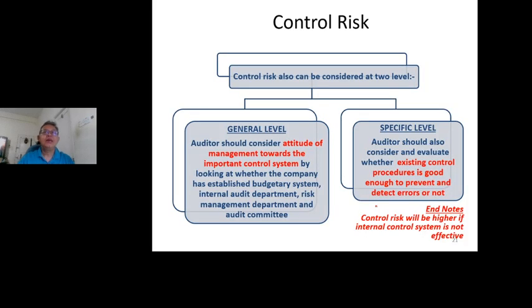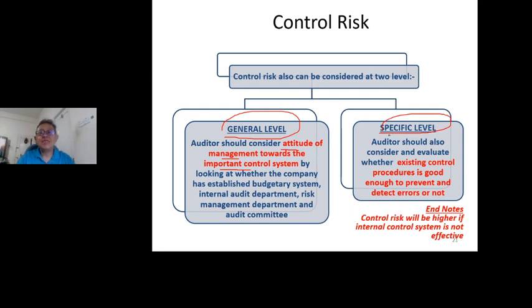Okay, now internal control can also be divided into levels. One is the general level and the other is the specific level. What is the general level? Here we look at the attitude of management towards the importance of internal control. So we look at the business as a whole. Look at the management. If the management have a positive attitude towards the importance of internal control for the business, then you can anticipate that they have very good internal control. So the internal control becomes very good, and also control risk will be very low.